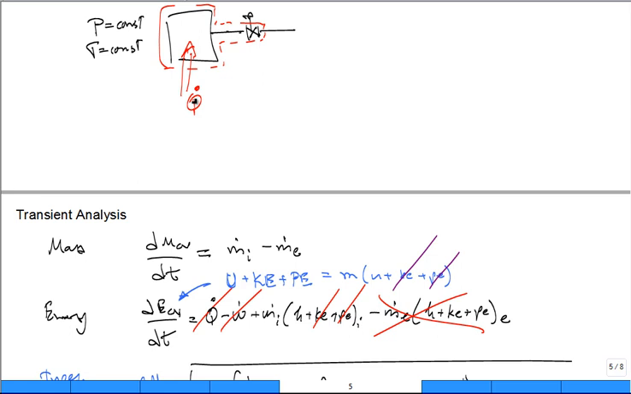Go back to the most basic equations, conservation of mass, conservation of energy, and apply them slowly through the steps, do the analysis, okay? Ready to solve another problem?